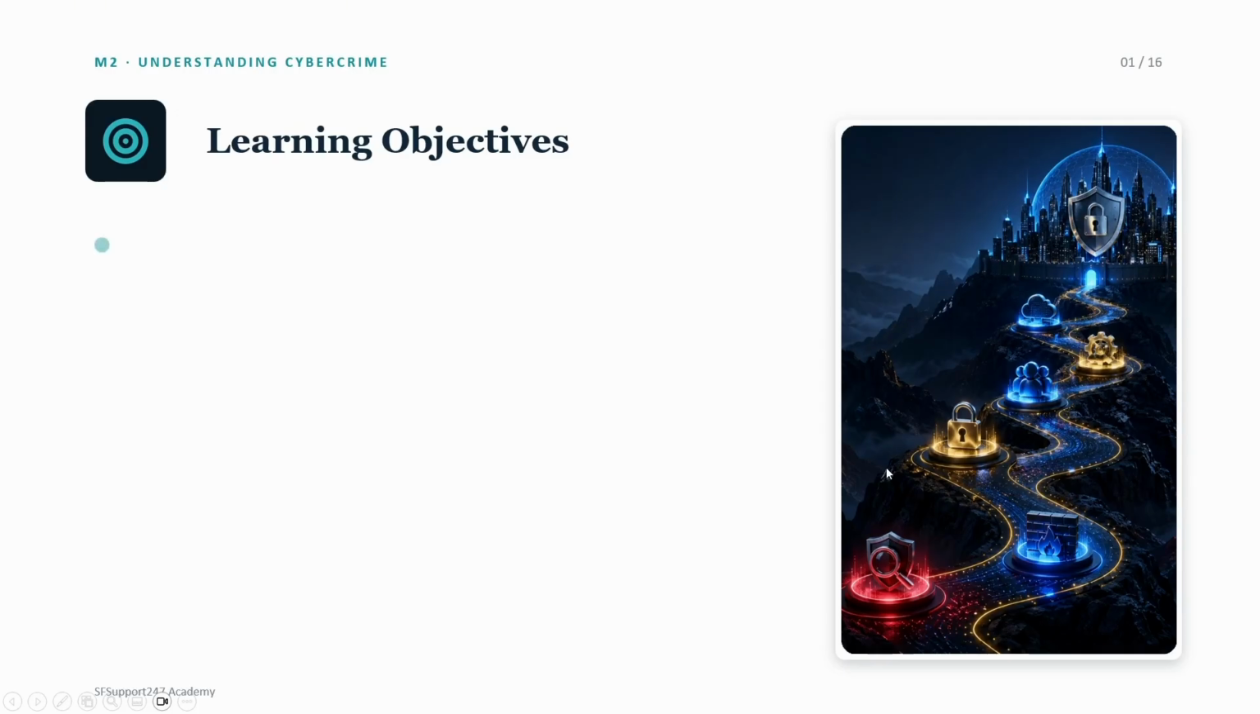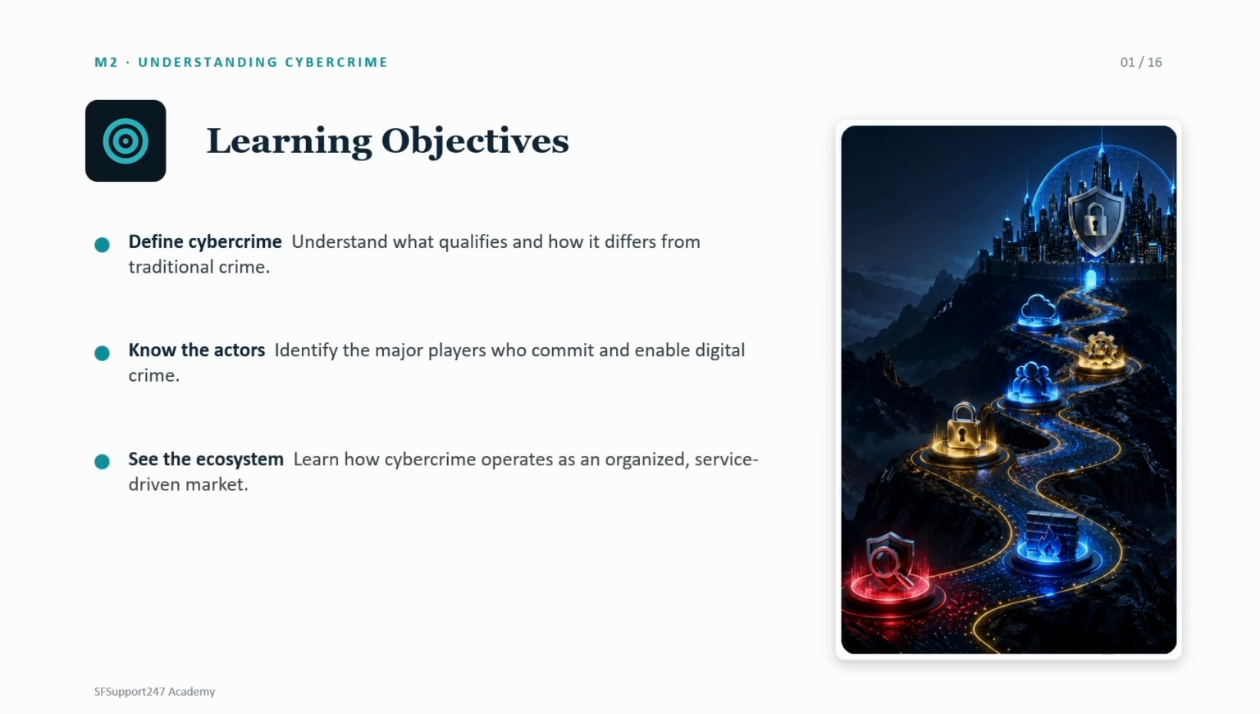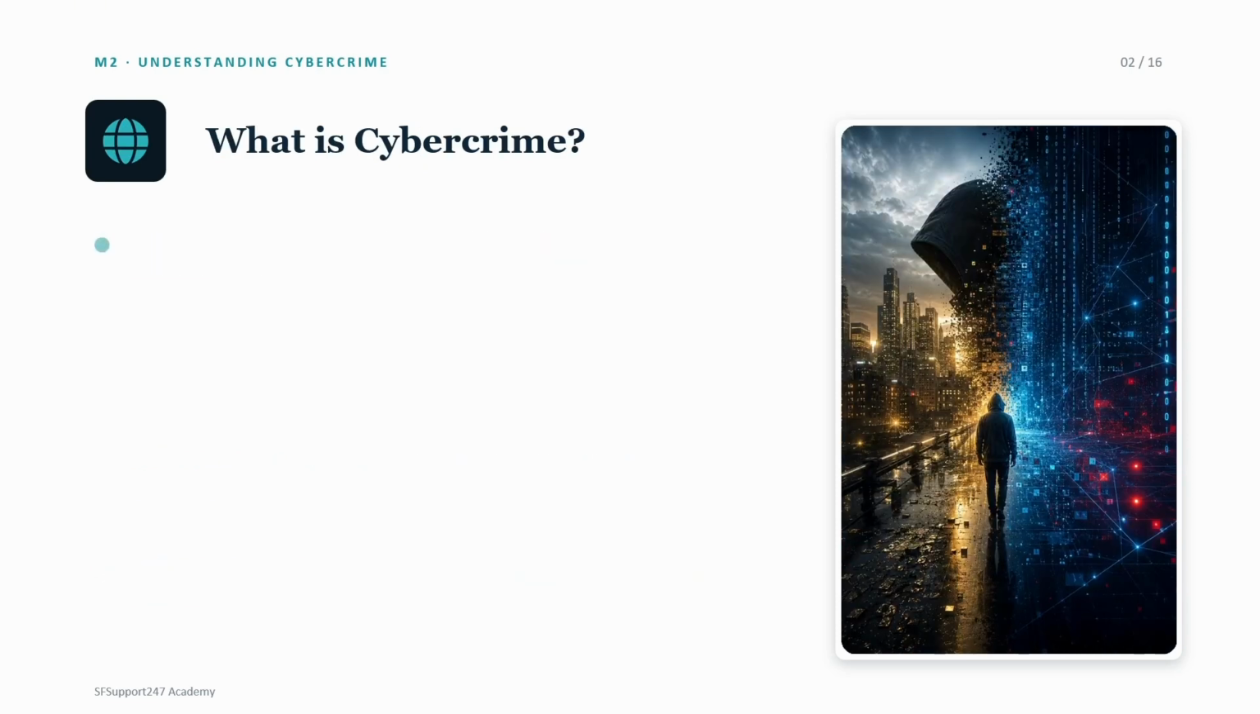Let's get started. What are the learning objectives? Understand what qualifies and how it differs from traditional crime. Identify the major players who commit and enable digital crime. Learn how cybercrime operates as an organized, service-driven market. Recognize why offenders act and how victimization plays out.